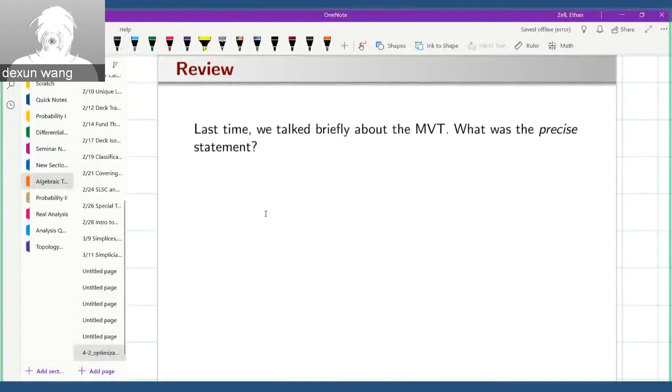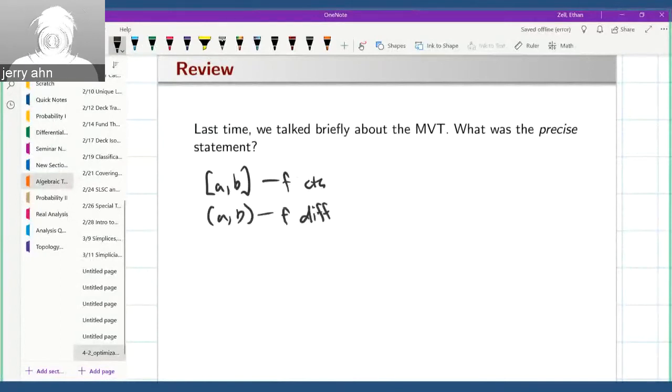So if you have an interval a and b, and it is continuous on inclusive a and b, and it is differentiable on not inclusive a and b, and a and b are different, then you should have a point c between a and b where the slope of the tangent at that point is equal to the slope of the line that connects. Yeah, awesome. That was pretty much exactly it.